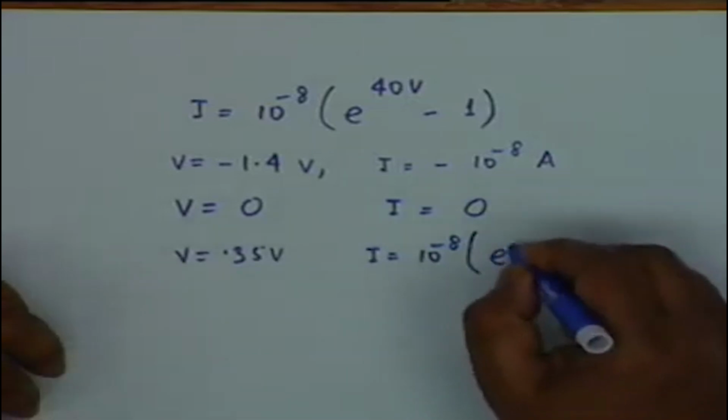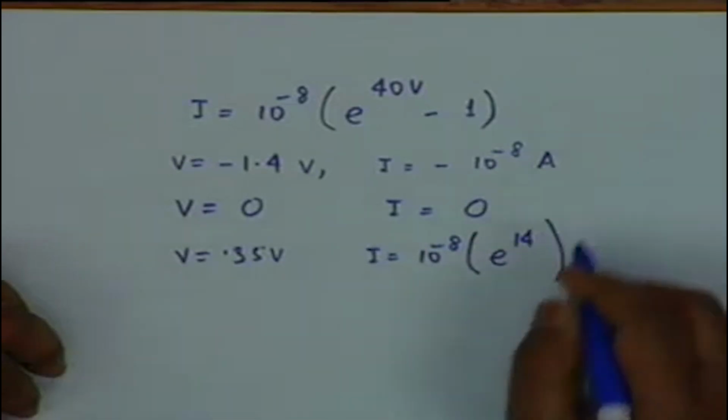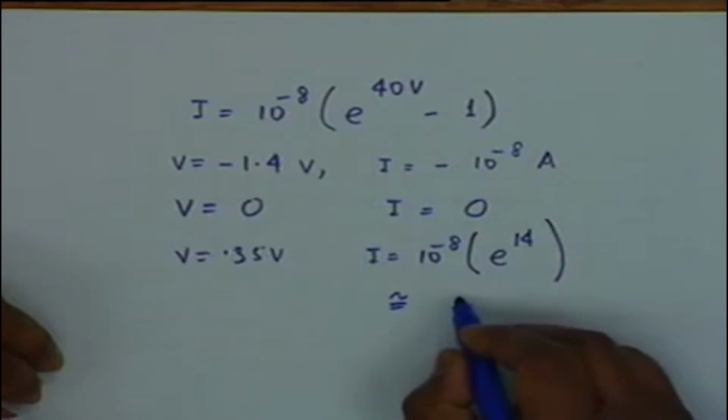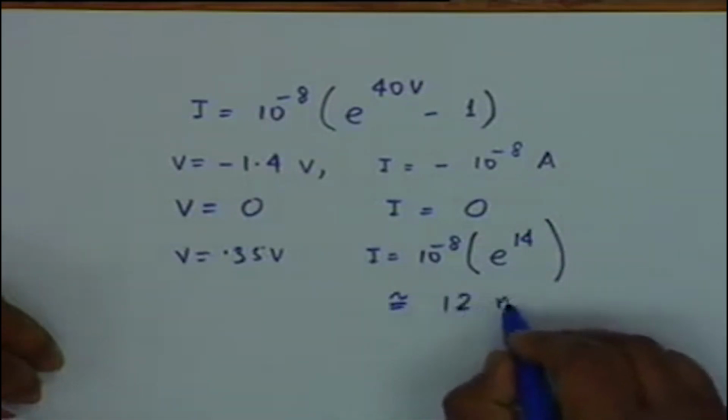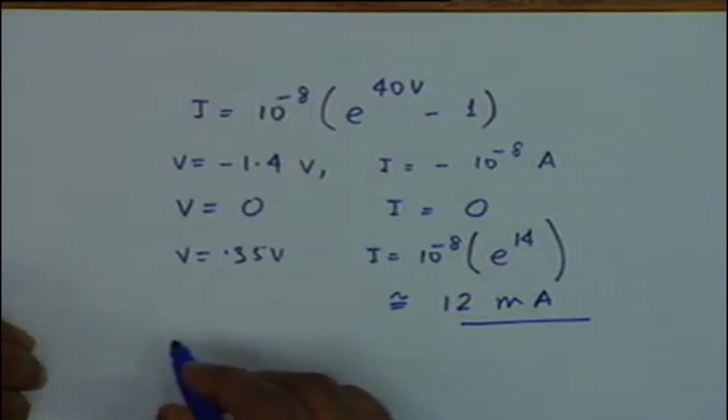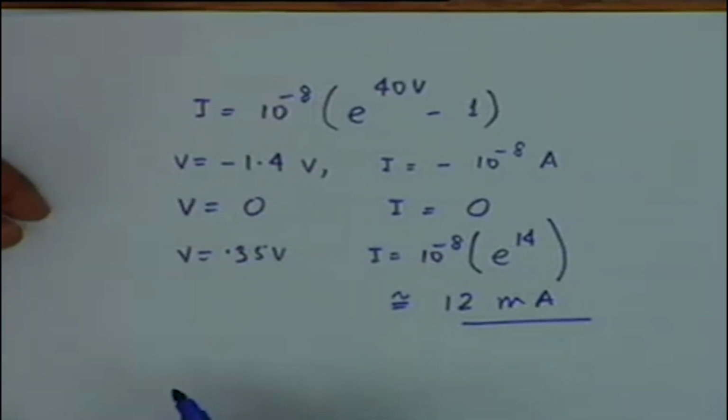14, and therefore e to the power 14, and that 1 can be ignored. My calculation shows it's about 12 milliamperes if I am not mistaken. The last part of the question asks what is the voltage if capital I is 18 milliampere.